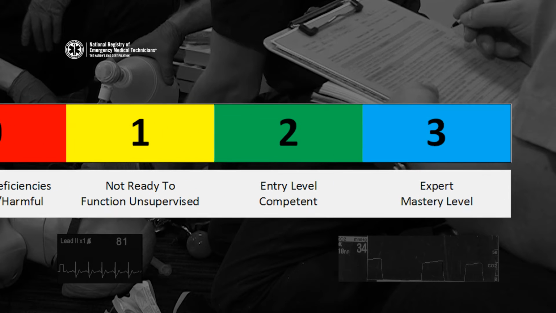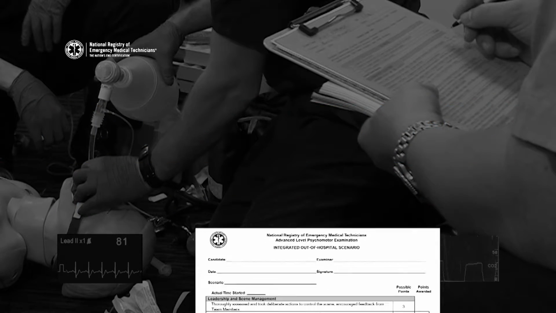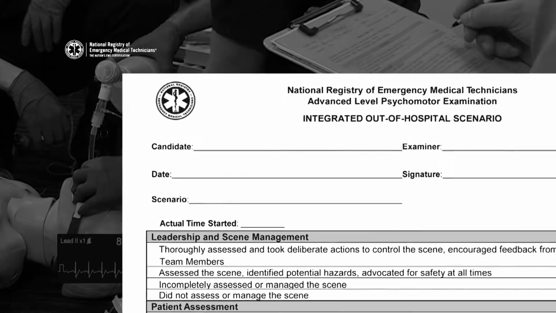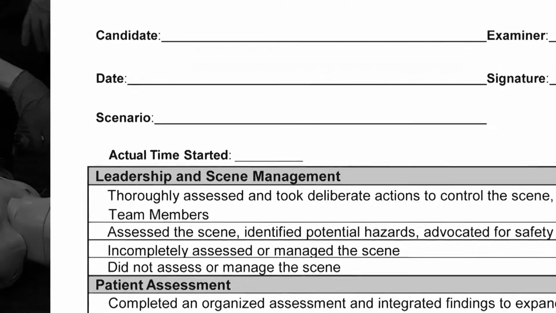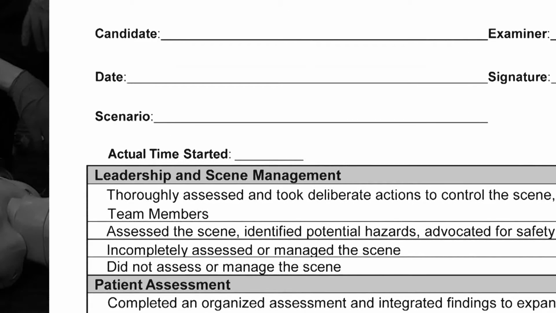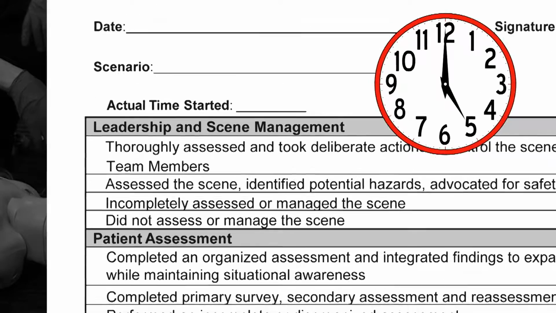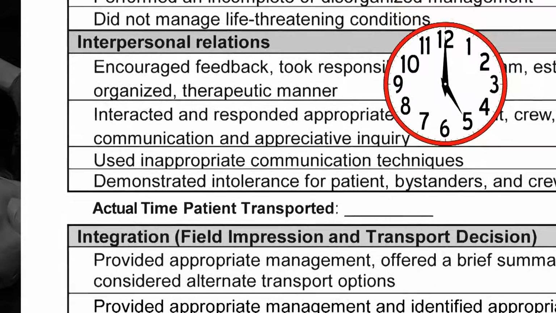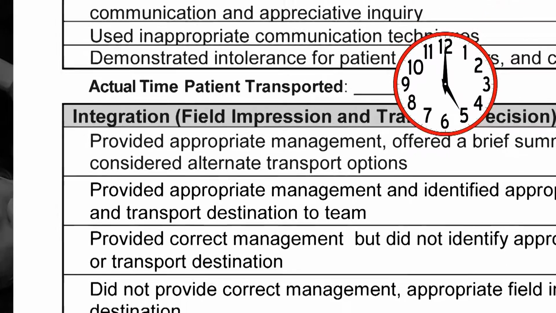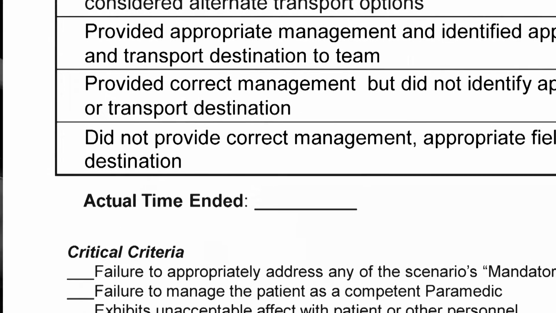We would score this candidate a 2, indicating entry-level competency in the appropriate areas on the skill sheet. Now, let's take a closer look at the skill sheet and the evaluation criteria. First, although this is a timed scenario, it is very important for you to use actual time of day, clock times, when recording the start time, the patient's transport time, and scenario end time.